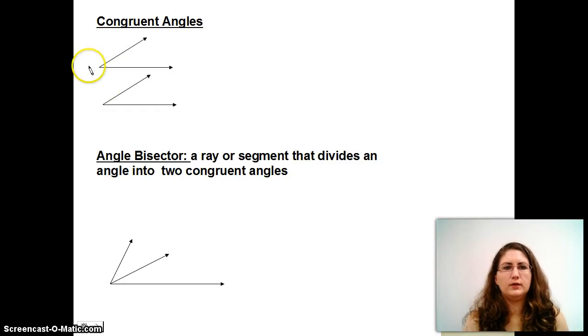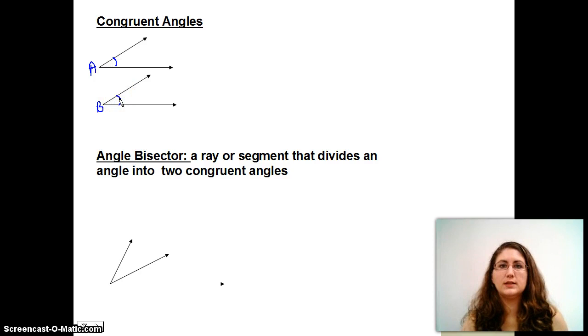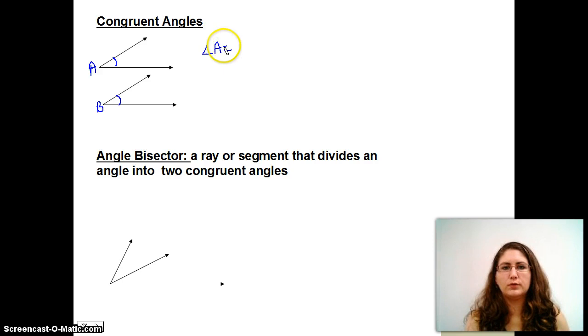Okay, congruent angles, we have angle A and B here. I created these to make them congruent. The way we mark angles as being congruent in pictures is we use arcs. So I draw these little arcs. That's like using the tick marks to show that segments are congruent. And remember, we write this angle A is congruent to angle B.